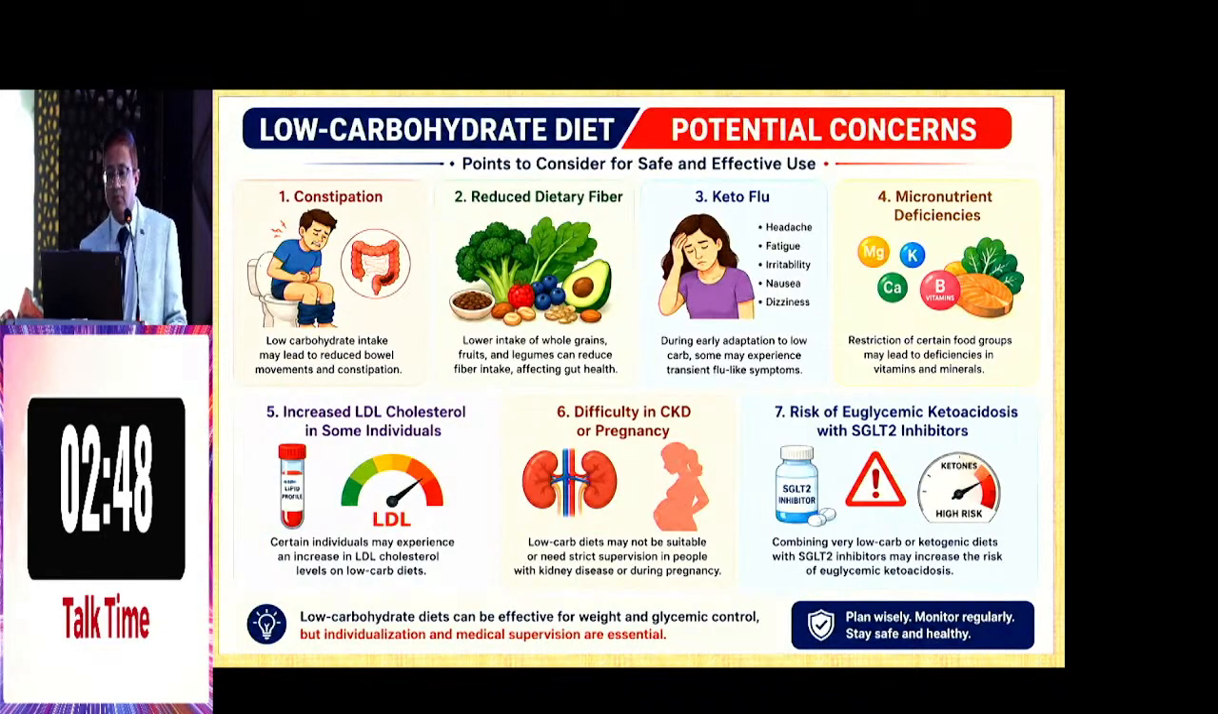And there is some potential concern in the low carbohydrate diet. It may lead to constipation, reduced dietary fiber, and keto flu if you are below 50 gram of carbohydrate. There is micronutrient deficiency. It increases the LDL actually, and there is difficulty in CKD or pregnancy. The VETA trial doesn't include pregnancy patients and insulin pump patients. And the risk of euglycemic ketoacidosis is with SGLT2 inhibitors, which is nowadays the main treatment part.